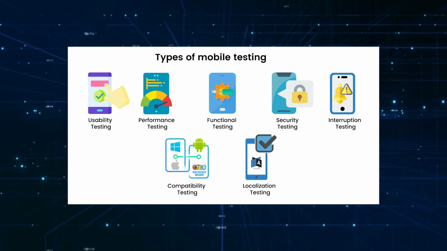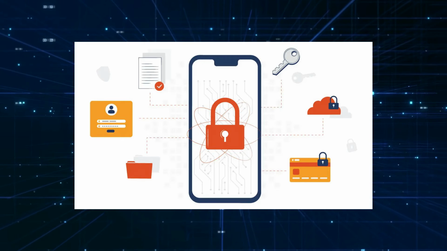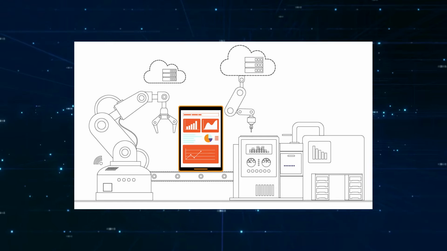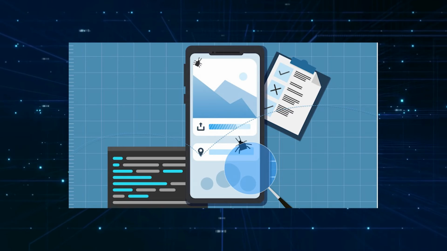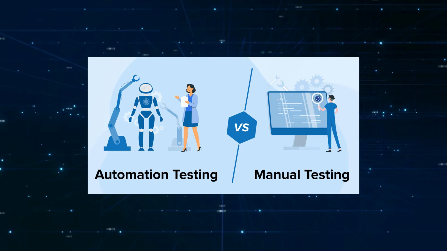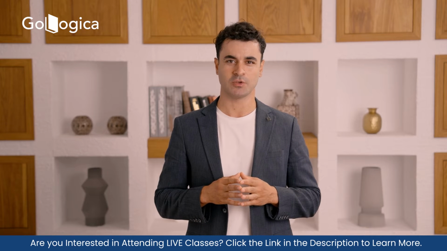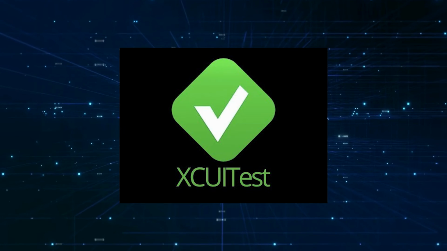Next, types of mobile testing are covered, including functional, performance, security, usability, and compatibility testing. Learners also explore mobile testing strategies, focusing on test planning, execution, and best practices for effective testing. A key module is manual versus automated testing, where students learn the advantages of each approach and when to apply tools like Appium, Espresso, or XCUITest.